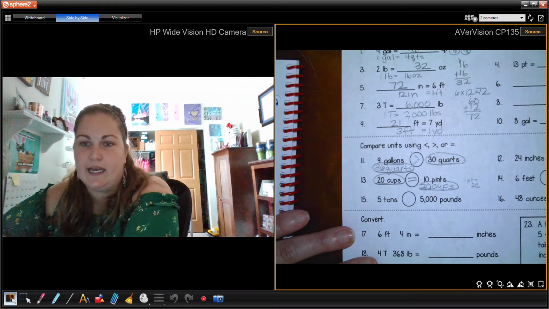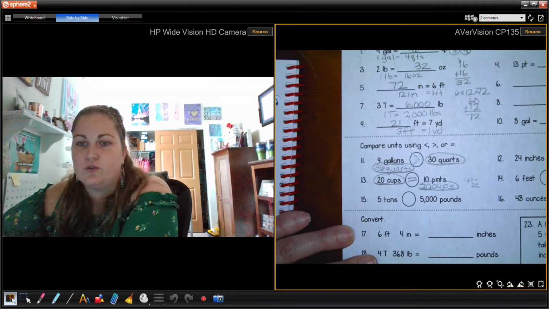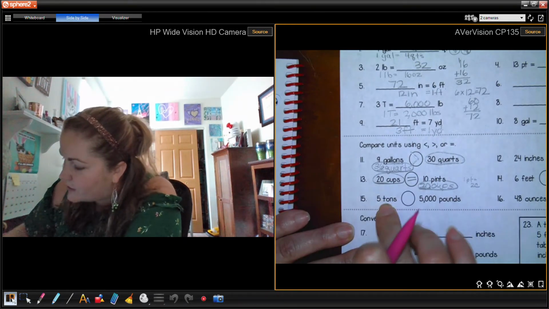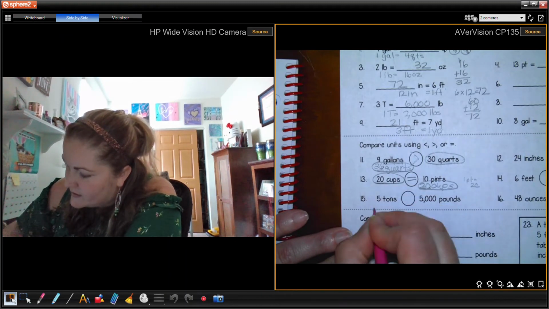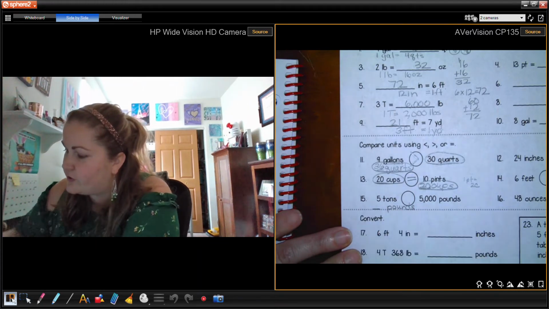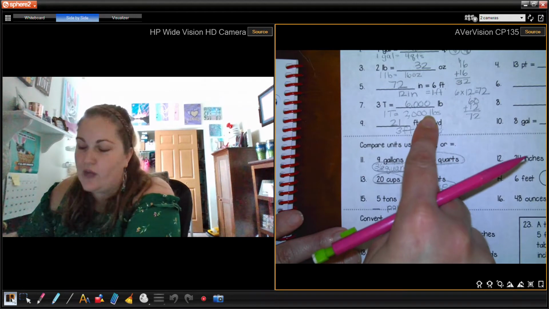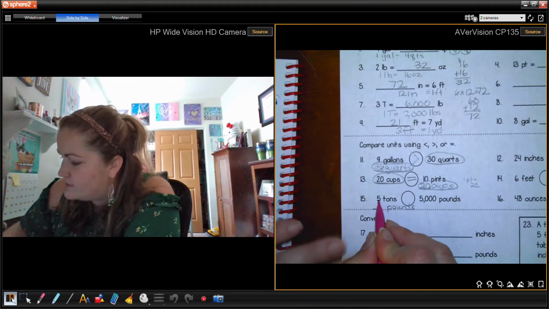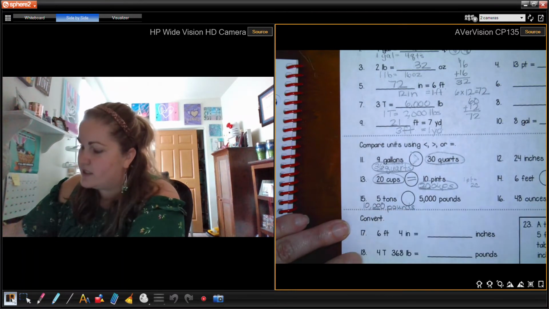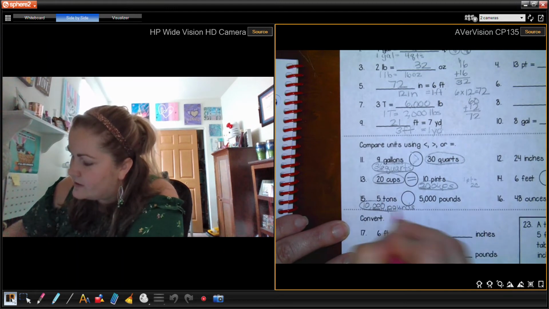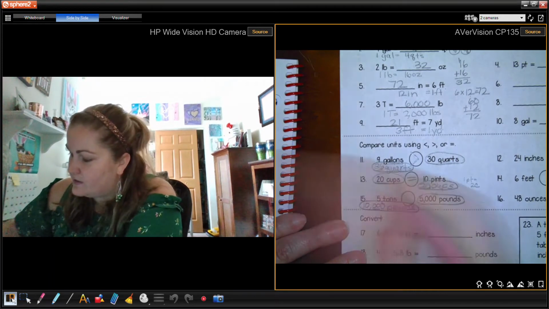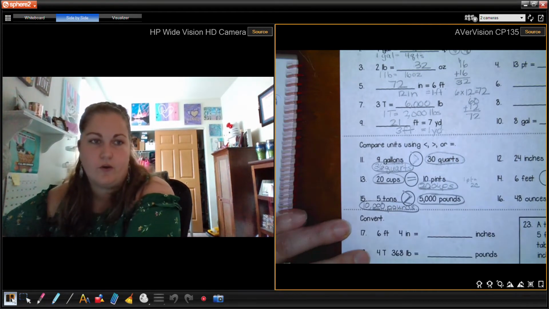Number 15, I have 5 tons compared to 5,000 pounds. If I've got tons and pounds, tons are larger, so I'm going to convert my tons into pounds. And from the problem before up here, I know that 1 ton is 2,000 pounds, so 5 tons times 2,000 would be 10,000. So I've got 10,000 pounds compared to 5,000 pounds, which means that my 5 tons is greater.